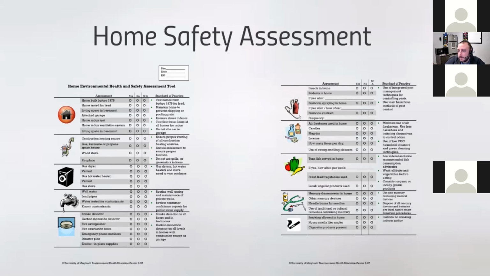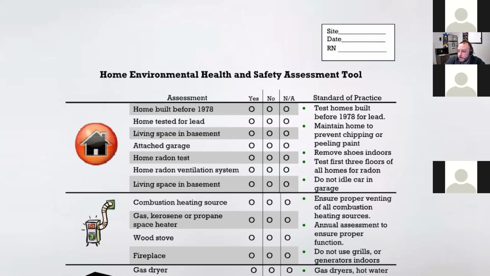So with this, like with the home, was it built before 1978? And they just said that because it's high risk for lead, right? Is there living space in the basement? I'm sure that probably has to do with mold more than anything else. Is there an attached garage? Thinking about all that CO from the vehicles if they're running in the garage or anything like that. You can get home radon tests for pretty cheap nowadays. I'm trying to see. Give me a second, I'll look.